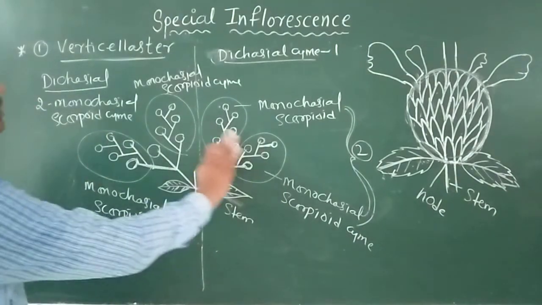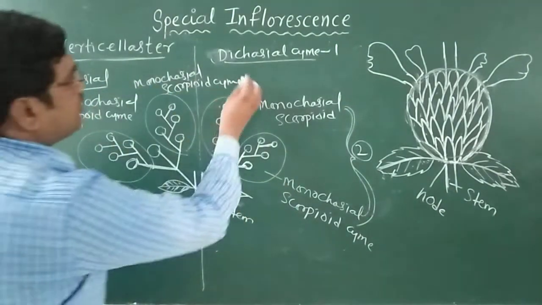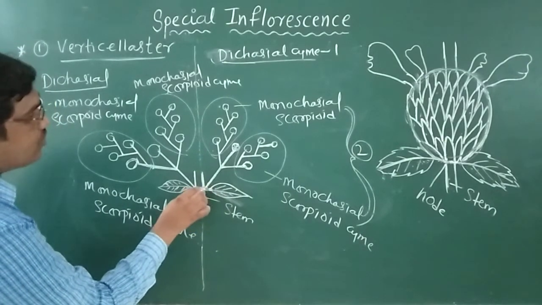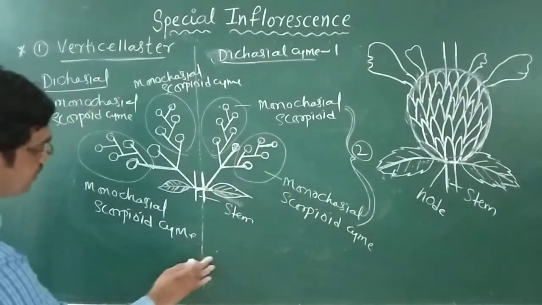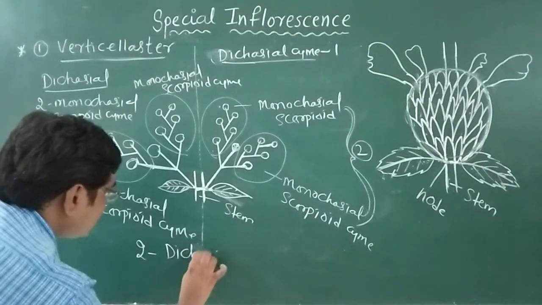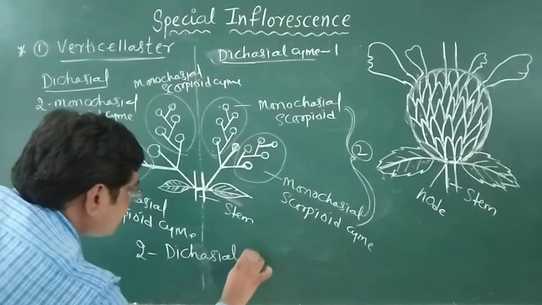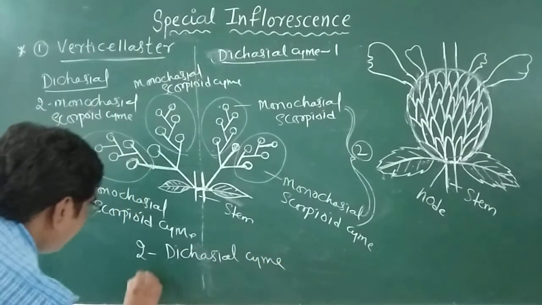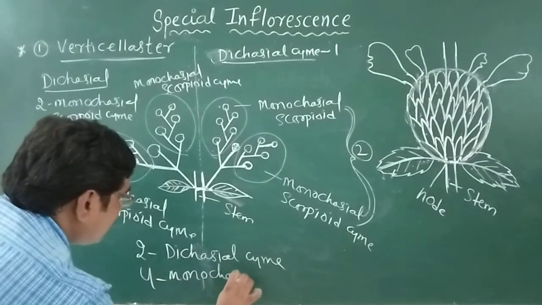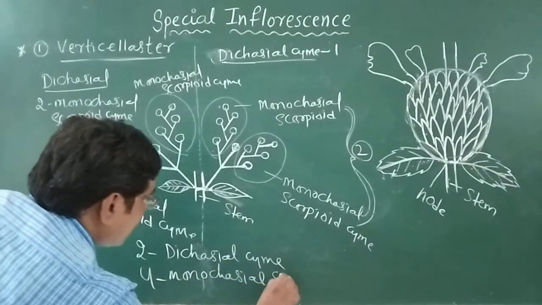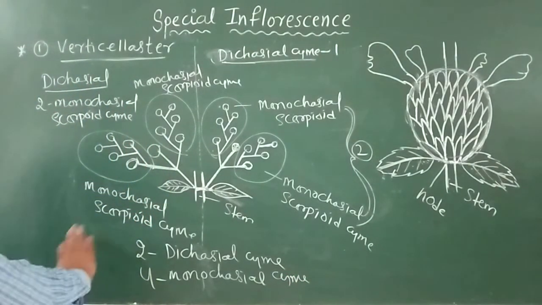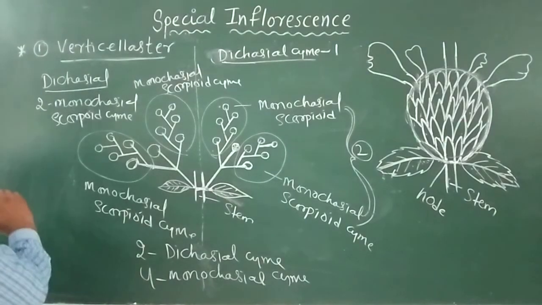The flowers are arranged, in the final conclusion, at each node: two dicasial cymes and four monocasial cymes. So this is the conclusion about the verticillaster.